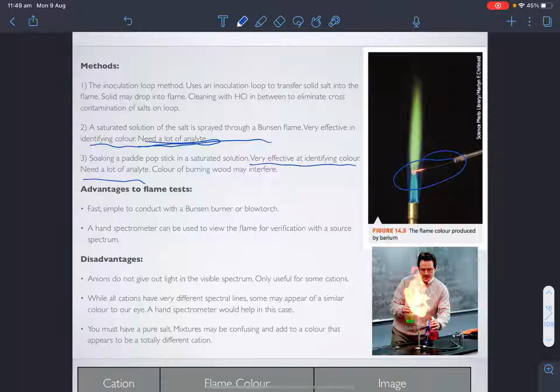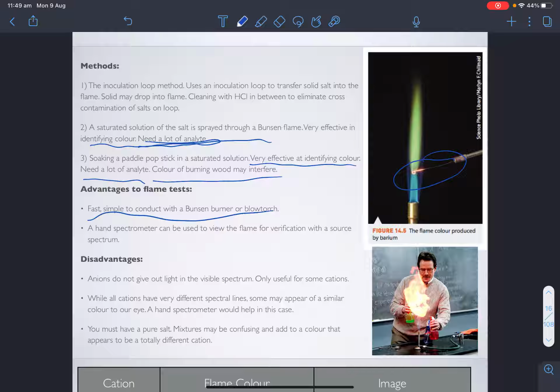You need a lot of analyte. You also get some burning of the paddle pop stick as well, interfering with it. So that's a little disadvantage with that method. So flame tests are fast and simple to conduct with a Bunsen burner or blowtorch.